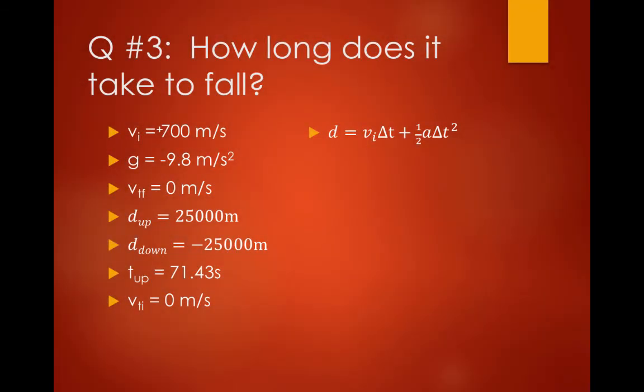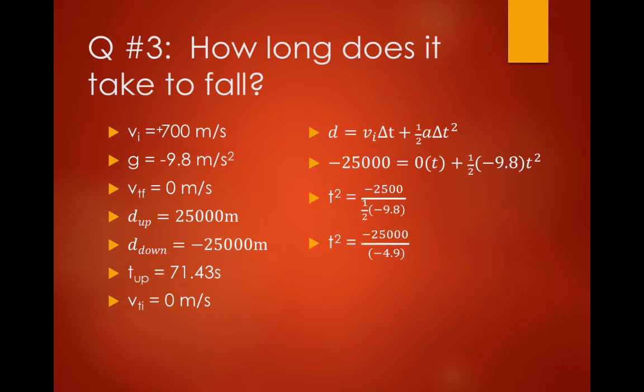Substitute in d, vi, t, and a. Since initial velocity is 0, t squared equals negative 25,000 divided by half of negative 9.8. T squared equals negative 25,000 divided by negative 4.9. T squared equals 5,100.2. T equals 71.43 seconds. The time for the rocket to fall back down is 71.43 seconds, which is, coincidentally, the same amount of time for the rocket to reach its peak upwards.